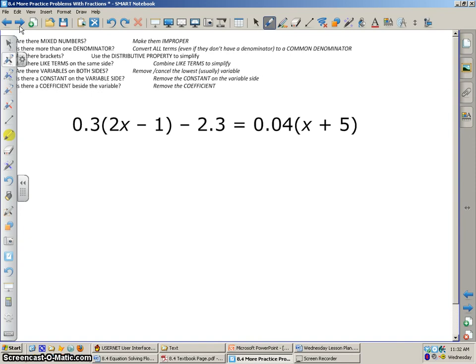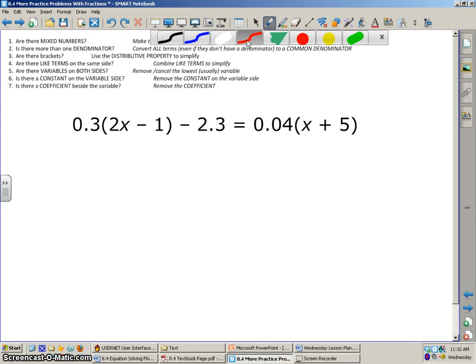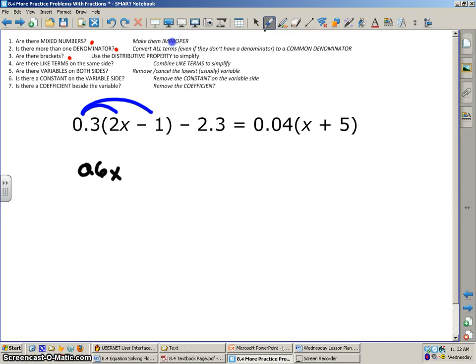Here's another one. This one's a little more complicated, as you can tell. We look at our flow chart and step through it. I don't see any mixed numbers. I don't see any denominators, but I do see brackets. So let's start there and get our brackets out of the way. We're going to multiply, of course, distributive property. That's going to give us 0.6x. And don't forget the second one. That's going to give us negative 0.3.